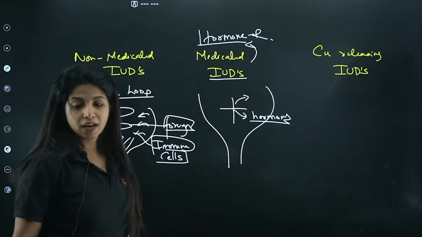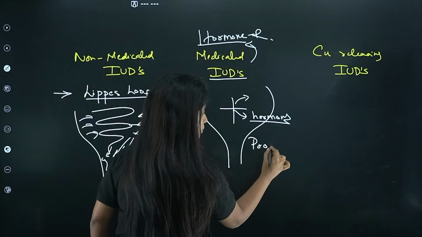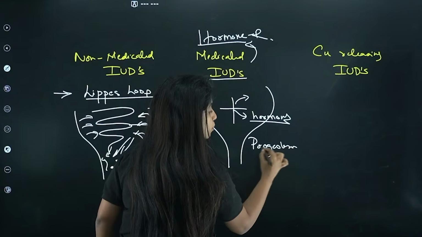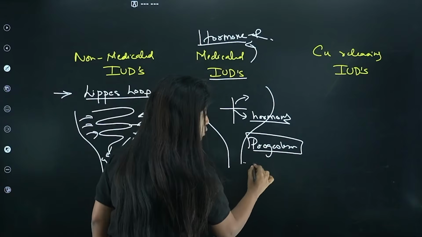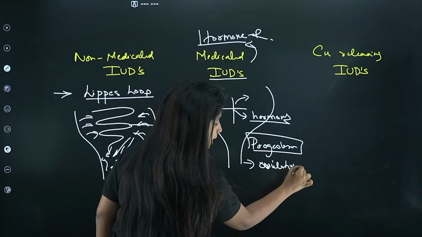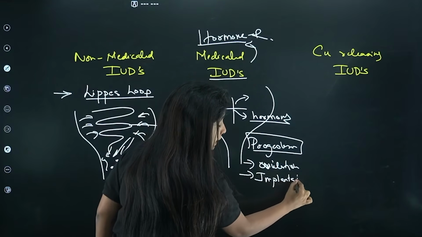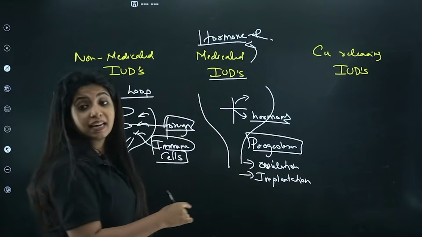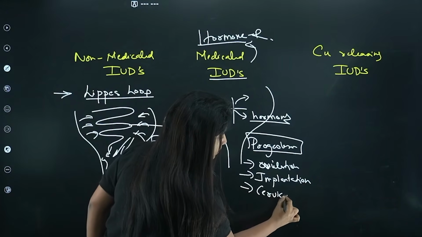Hormone-releasing IUDs. Now, when they release hormones such as progesterone, the normal level of progesterone hormone is going to get imbalanced, which is why certain things are going to be affected. One we studied already, it is ovulation. The second thing that we had is implantation. And one more thing that I want to tell you right over here is the formation of the cervical mucus plug.